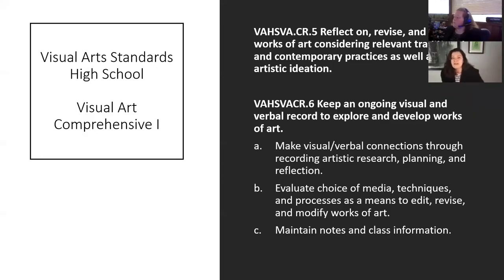basically reflecting on and revising your artwork as a student, considering traditional and contemporary practices and how artists think of ideas. Also, in all classes K through 12, there's a standard that is about keeping a visual and verbal record to explore and develop works of art. So that's all about making connections through artistic research, planning, and reflection. So by using a journal of some sorts as an arts integration engagement tool in your social studies class, you automatically teach this standard that runs all the way K through 12.